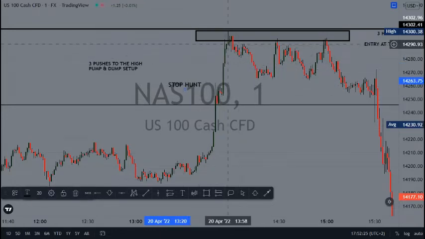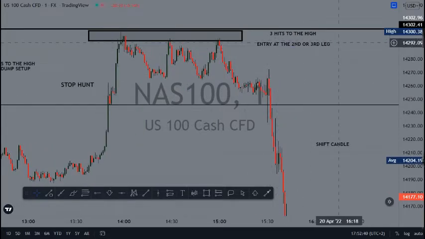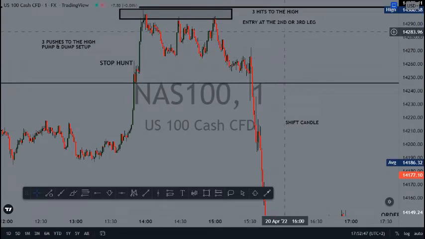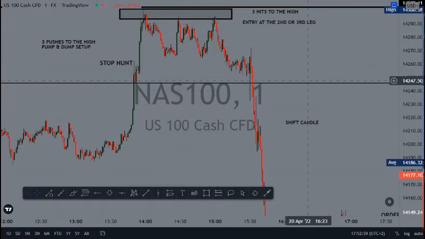We can see the market gave us some pins here, which is also our confirmation that we are having a reversal or a trend change. If we go back, we can see we have our confirmations, 3 hits to the high, and we enter at our second leg and our third leg. If you go into the 15-minute time frame, you will see one big candle, and this is almost like a double top, excuse me, not a double bottom. A double bottom is when the market gives you a W, and a double top is when the market gives you an M. This was the shift candle. On the 15-minute, this is only one big candle, which is a confirmation that that level has been rejected and we are going to move to the downside.